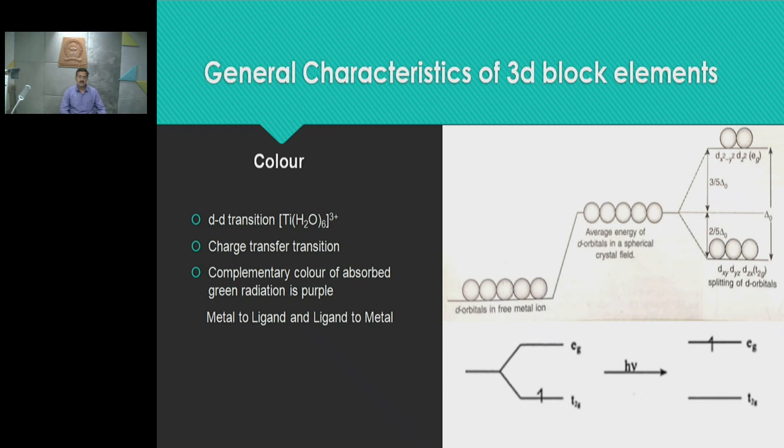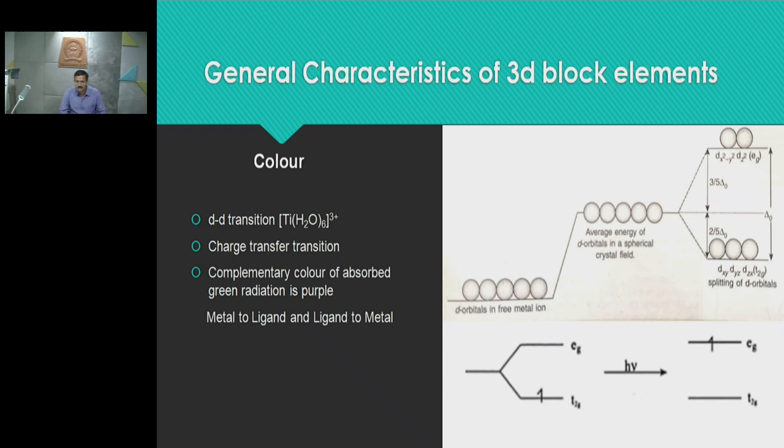Take the example of titanium +3, the +3 oxidation state of titanium, which leads to d-d transition, and color is observed in different ways. One is the d-d transition, another is the charge transfer transition, either metal to ligand or ligand to metal transition, and they show the complementary color of the absorbed radiation. For complementary colors, suppose green radiation is absorbed, then we get purple color.